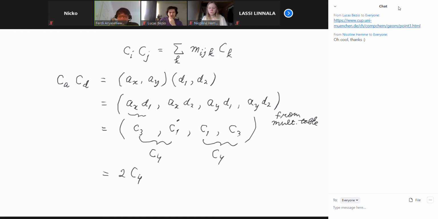Yes, so this coefficient, it turns out to be just one class. There's only one class here. But in principle, it could be some other classes, if you multiply the other classes. So this is the coefficient, the Mij here.